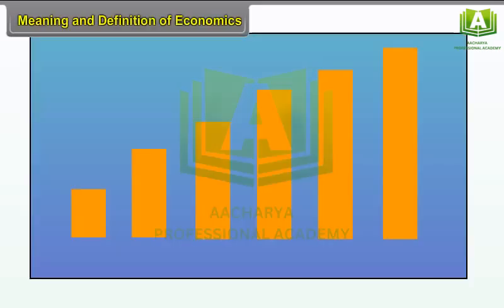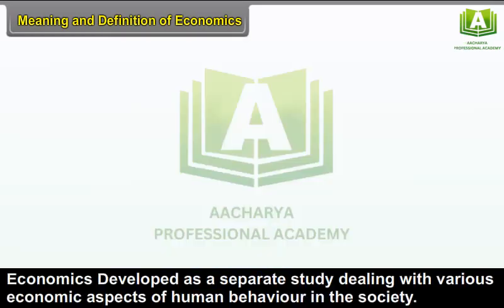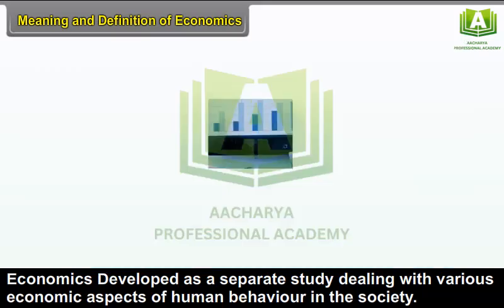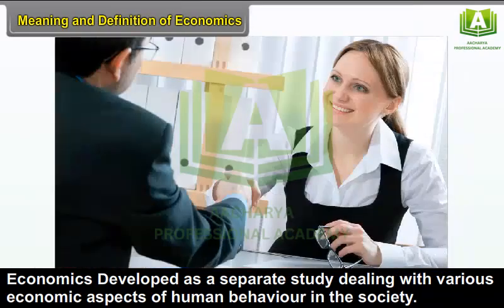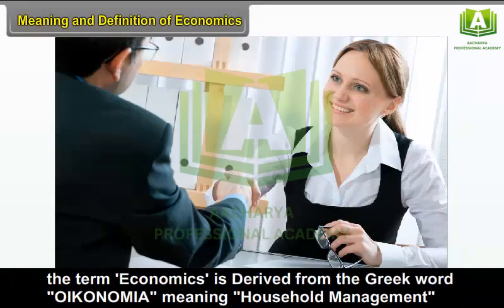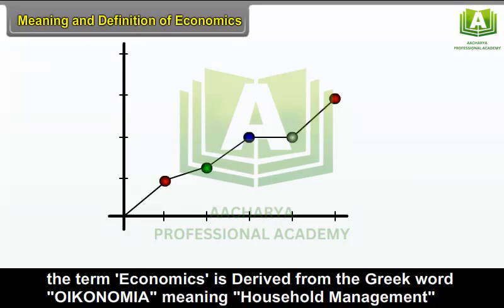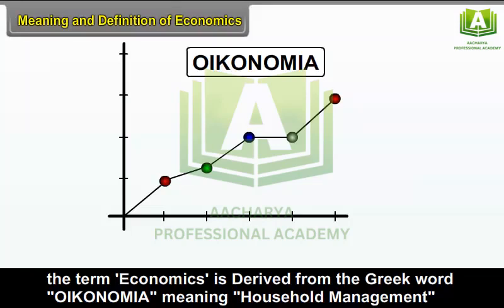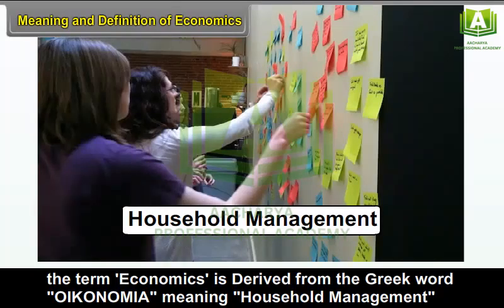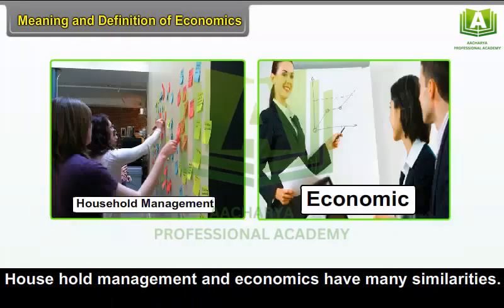Meaning and definition of economics. Meaning. Economics developed as a separate study dealing with various economic aspects of human behavior in the society. The term economics is derived from the Greek word oikonomia, meaning household management. Household management and economics have many similarities.